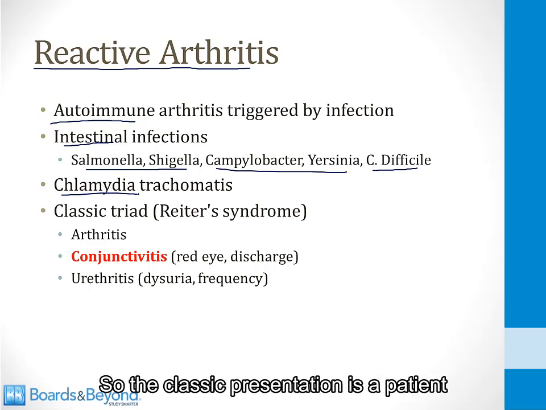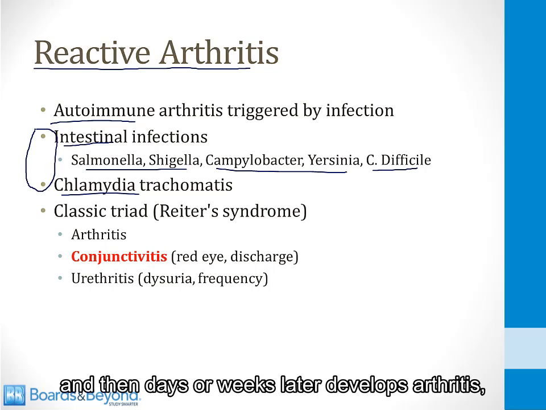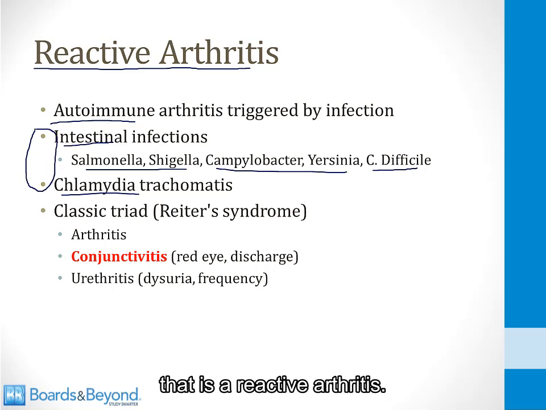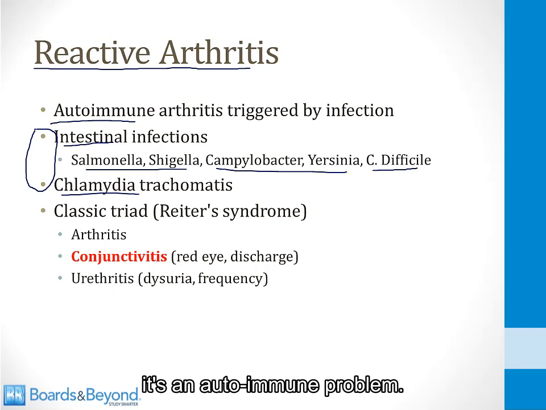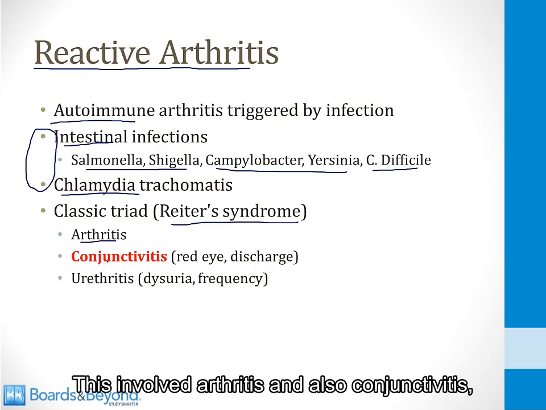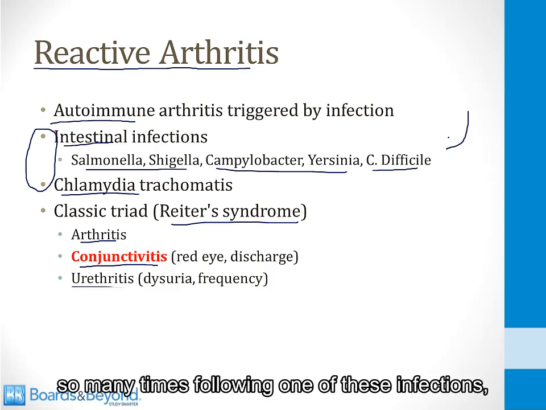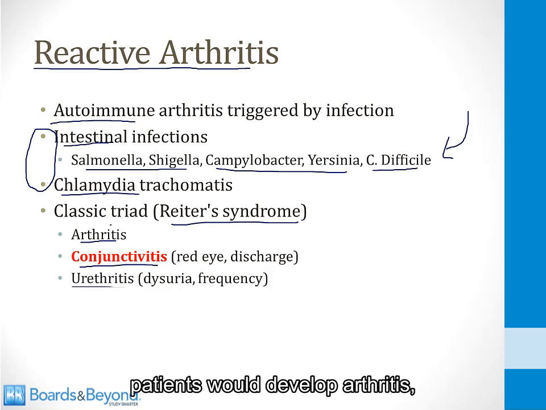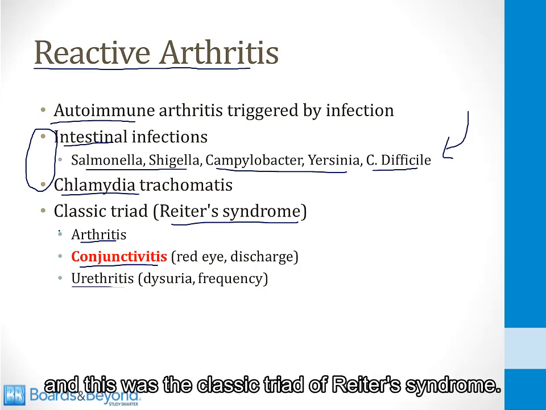So the classic presentation is a patient who has one of these infections and then days or weeks later develops arthritis. That is a reactive arthritis. It's not that the bacteria have spread to the joint, it's an autoimmune problem. And the classic triad of symptoms that reactive arthritis presents with used to be called Reiter's syndrome. This involved arthritis and also conjunctivitis and also urethritis. So many times following one of these infections, a few days or weeks later, patients would develop arthritis but also a red eye and also pain with urination, and this was the classic triad of Reiter's syndrome.